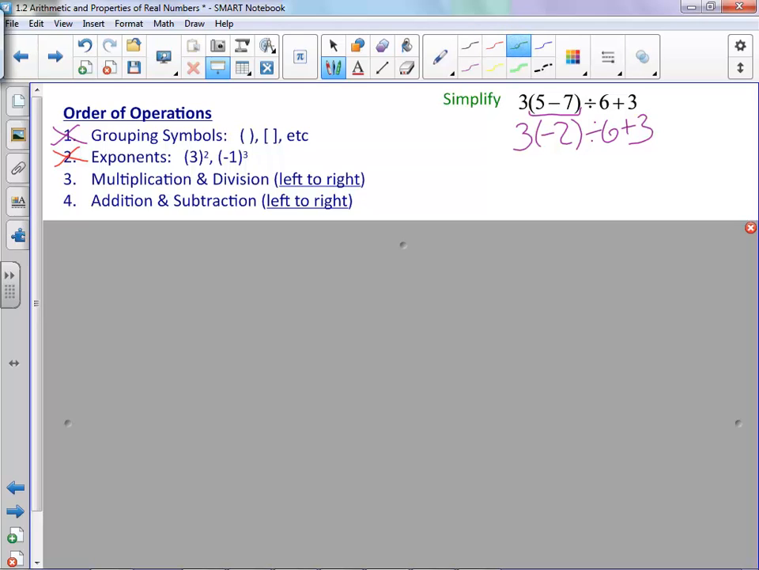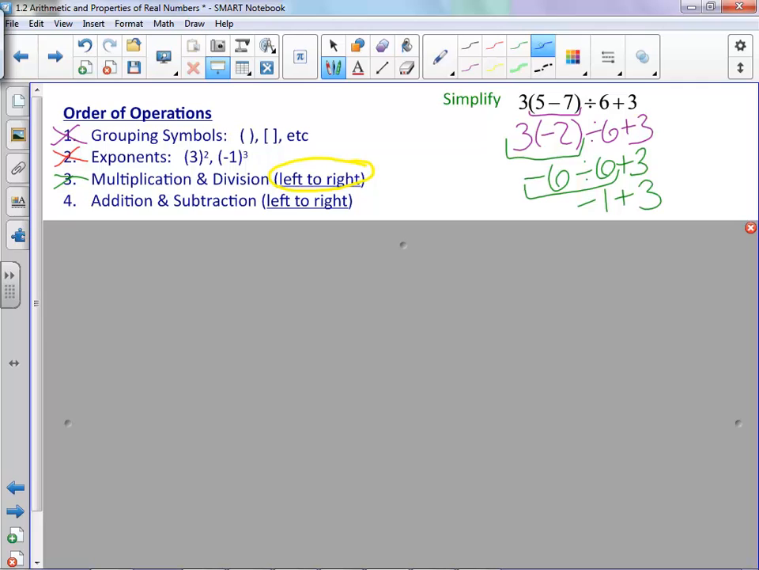Multiplication and division. Key thing here. Notice you want to go left to right. So in our case, going left to right, we'll have 3 times negative 2 is negative 6. And we still have divided by 6 plus 3. But we still have a division here. So negative 6 divided by positive 6 is negative 1. And then we'll have our plus 3. So our multiplication and division is done.